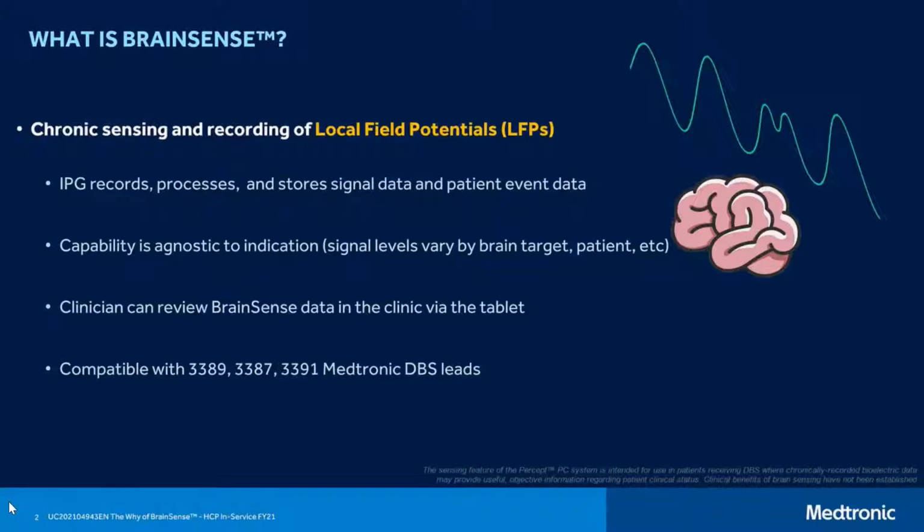The Percept IPG is capable of recording, processing, and storing brain signal data and patient-triggered event data directly onto the device. And this means that the patient's brain data travels with the patient. And the sensing capability can be active regardless of patient disease state or target anatomy chosen. But do keep in mind that signal levels will vary depending on the brain target, the patient disease state, and other factors like medication levels. And changes in LFP signal power can then be correlated with symptom fluctuations, ultimately providing more information for you when making changes to stimulation settings or the medication strategy.